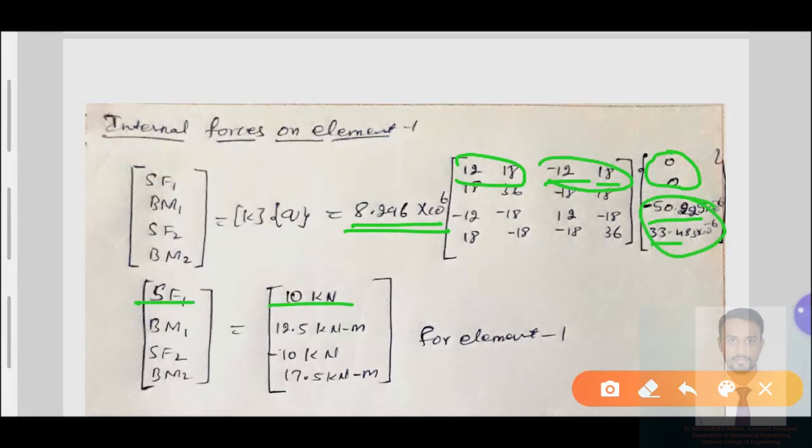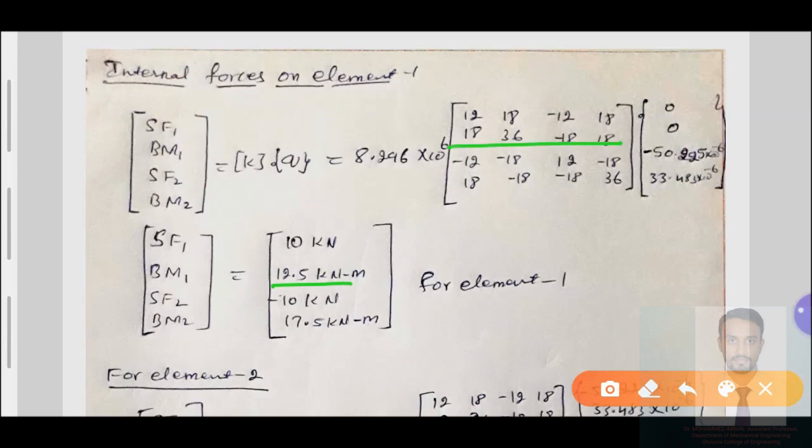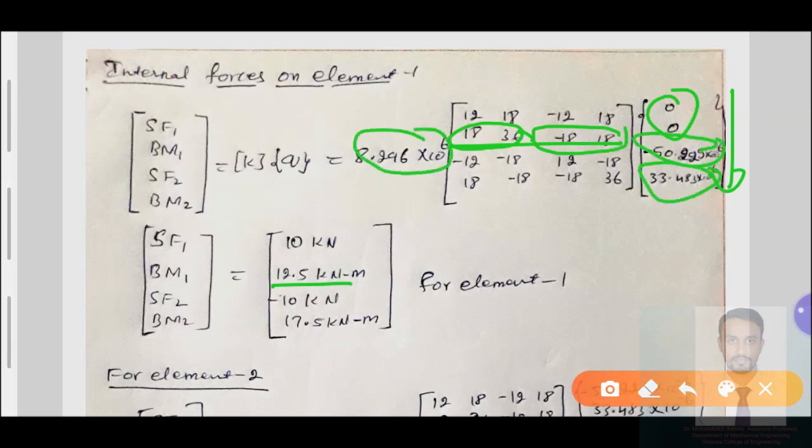The shear force is induced at node number 1 due to the application of a force at the midpoint of the beam element. We have F1 equal to 10 kilonewton. Similarly, for the second row, first these two values will go 0, and then minus 18 plus 18 is multiplied with this and both values are added based on the matrix rules and positions. We'll have 12.5 kilonewton meters. Kilonewton meter means it is a bending moment. We have this bending moment at node number 1.